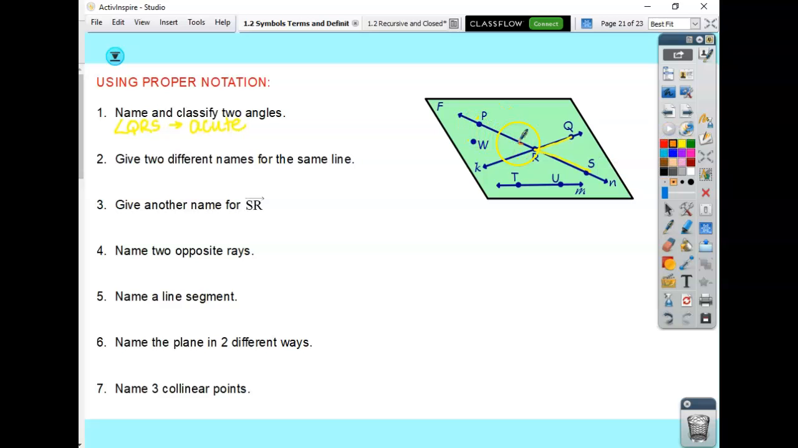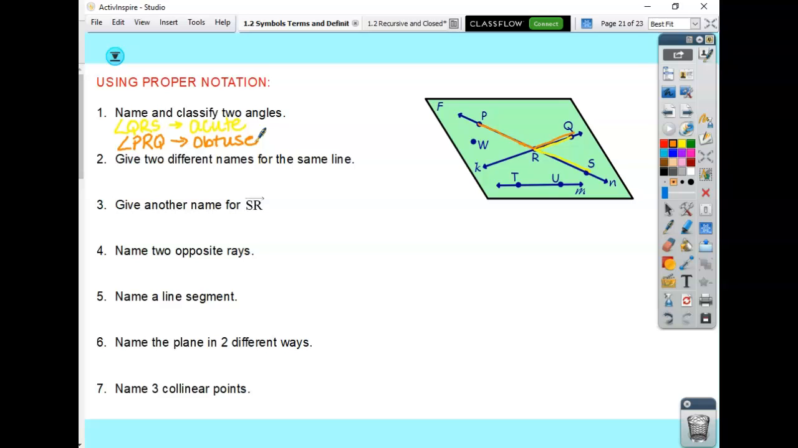Another angle that we looked at in class today was this angle right here, so angle PRQ. That angle is an obtuse angle. It's between 90 and 180 degrees.